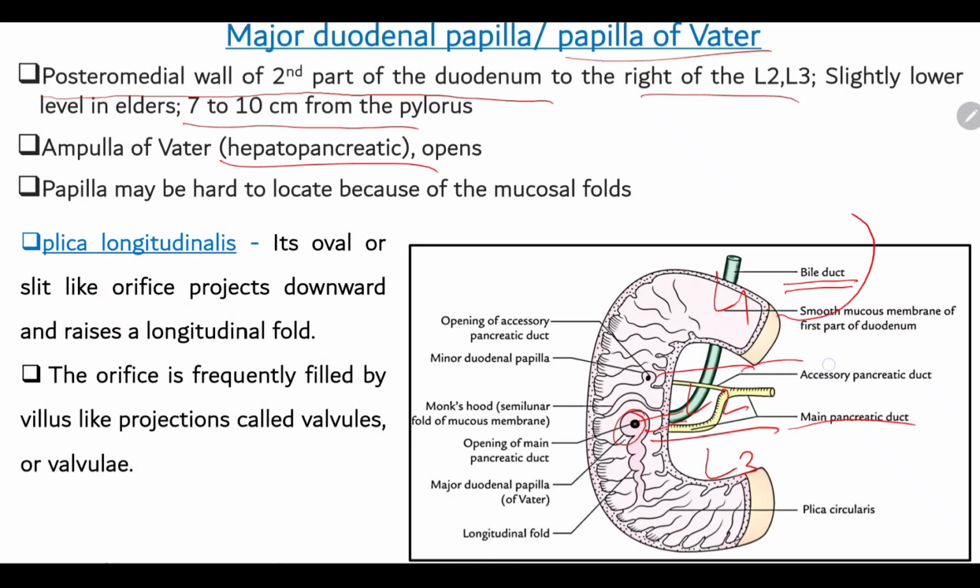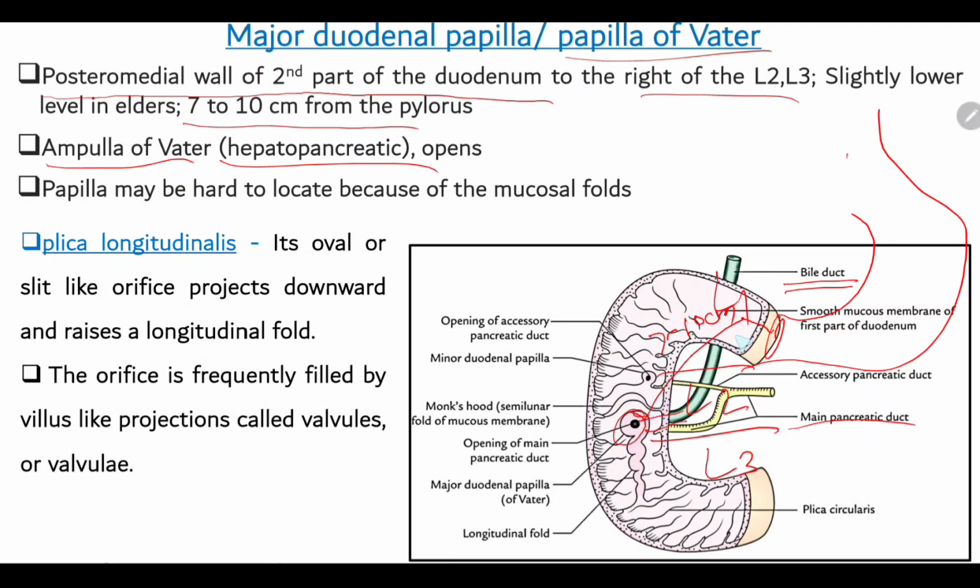It is about 7 to 10 centimeters from the pylorus. Here we have the stomach, and this is the pylorus. From here to here, it is about 7 to 10 centimeters long. It is also known as the ampulla. That particular mucosal fold is known as the ampulla of Vater. And this papilla may be hard to locate because of the mucosa.